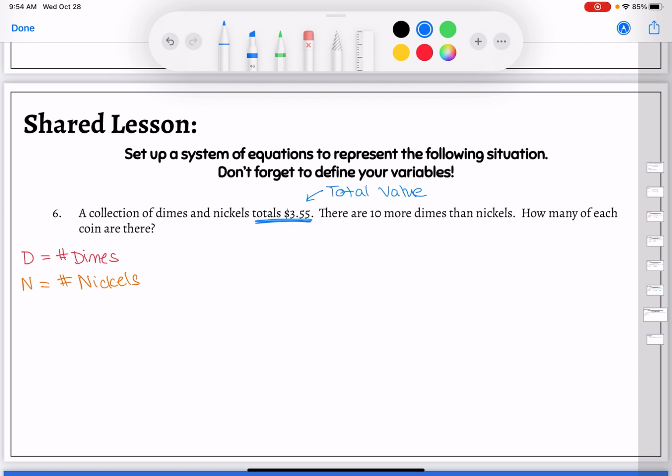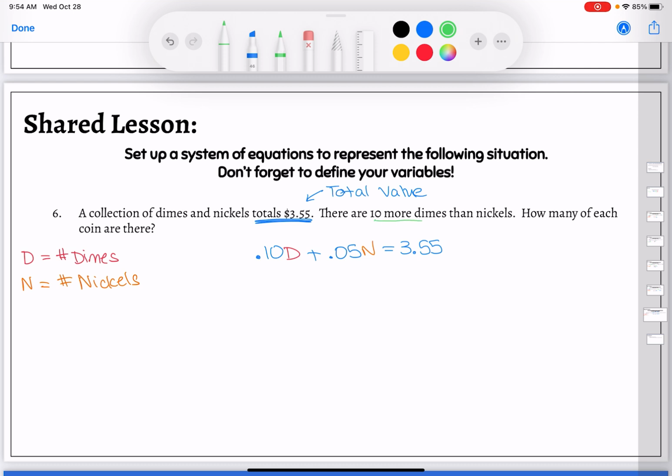So I need to make sure that I put the value in my first equation. So each dime is worth 10 cents. So I'll have 10 cents times the number of dimes plus 0.05, right? 5 cents times the number of nickels. And that will give me the total value of $3.55. So my first equation actually dealt with the total value this time. Now the second one is dealing with the number.